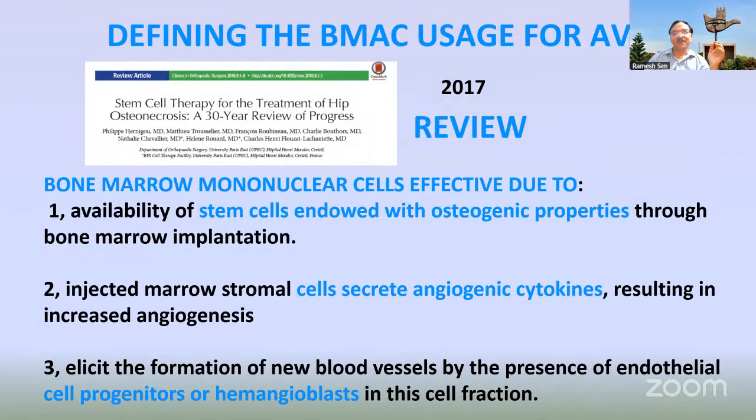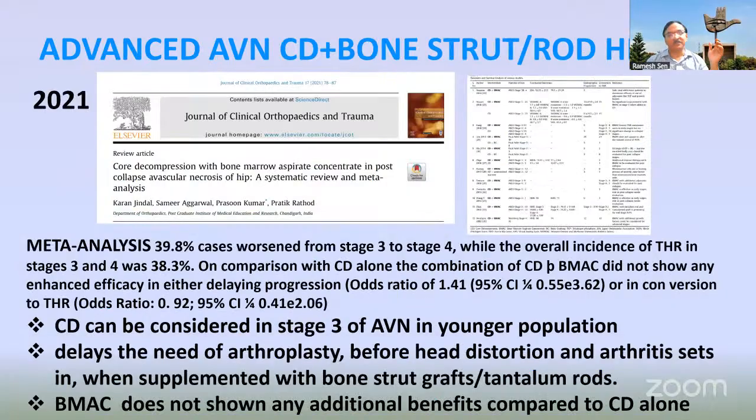Again, I go back to the basic definition which Harnig started, and which I have followed from 2003 onwards, that stem cells definitely have osteogenic property. They do secrete angiogenic cytokines. They do have cell progenitors for the development of healing potential. Now, can these stem cells be combined with something else? Can core decompression be combined?